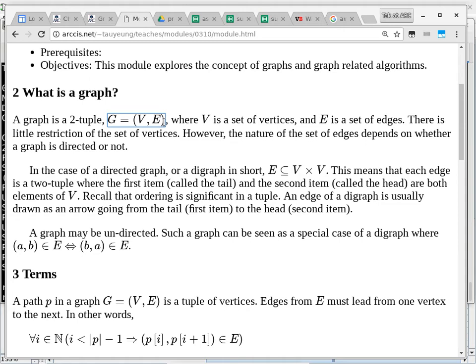Now we look into how they relate. The first thing we notice is this one here: the set of edges is a subset of the vertex Cartesian product with itself. Let's just stop here and we'll use a few examples to illustrate what I mean by that.